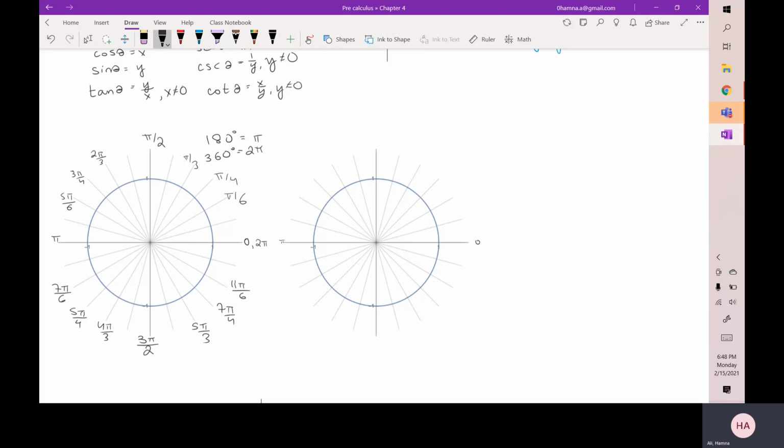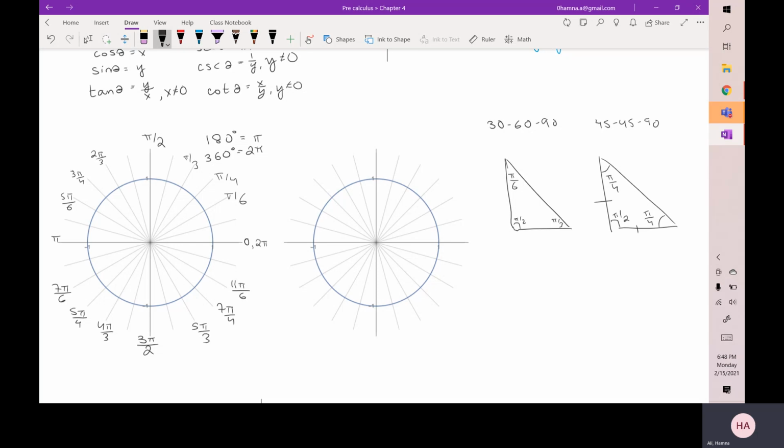But the reason we're looking at pi over 6, pi over 4, and pi over 3 specifically is they correspond to our special right triangles that we've talked about earlier. So if I look at a 30, 60, 90 triangle, I can write 90 as pi over 2, 60 as pi over 3, and 30 as pi over 6. And then for our 45, 45, 90, I can rewrite the angles as pi over 4, pi over 4, and then our right angle as pi over 2.